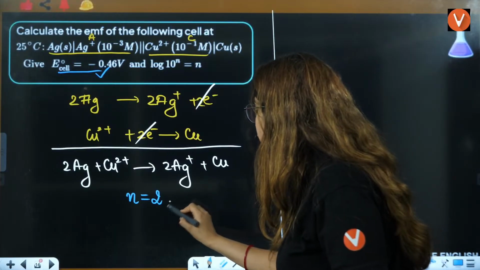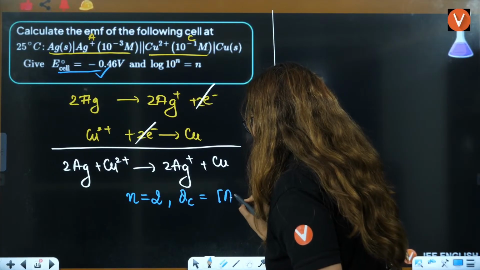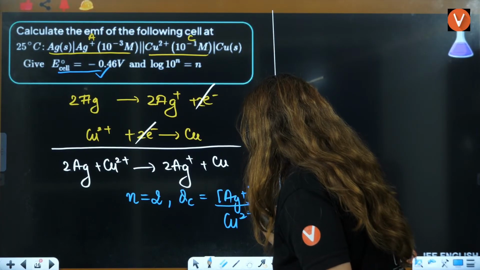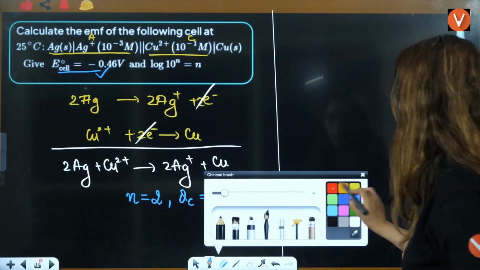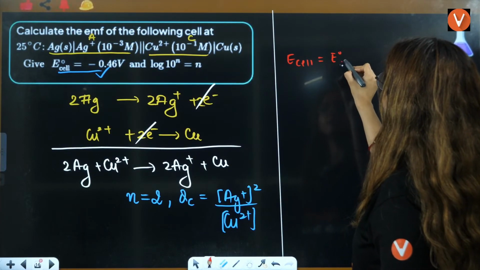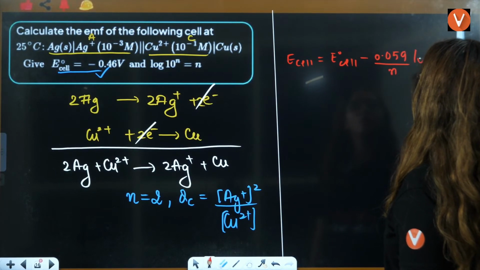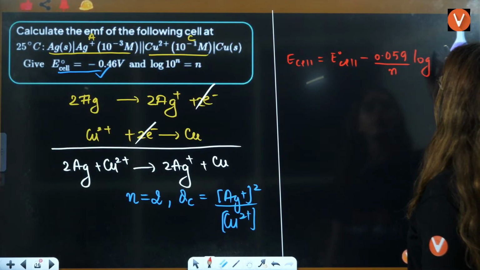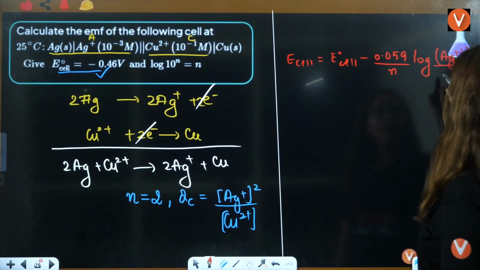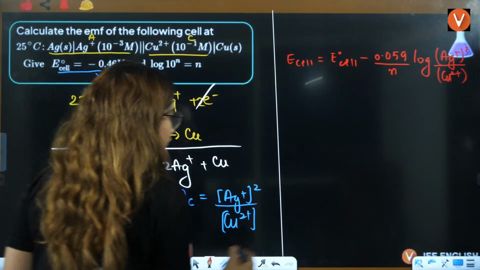Now, what is the value of Q? Reaction quotient. That is product by reactant. So, it will be Ag positive square divided by Cu2 positive concentration. And this is how you put it here. We know that E cell is equal to E naught cell minus 0.059 by N log of QC. What is QC? QC is nothing but Ag positive square by Cu2 positive. Now you have to put in the values here.